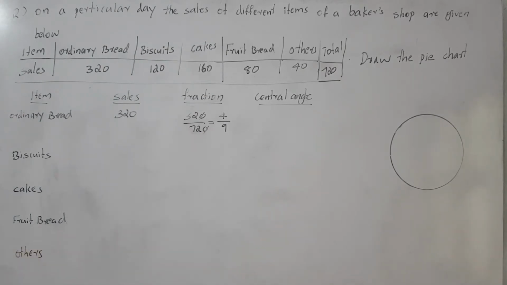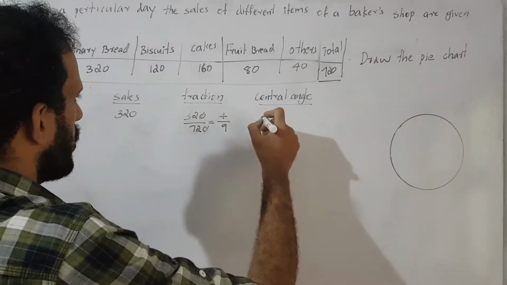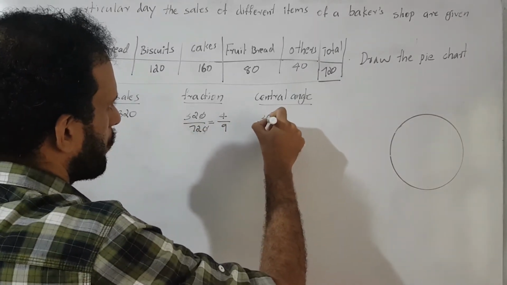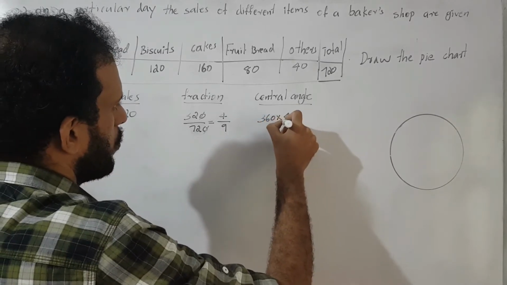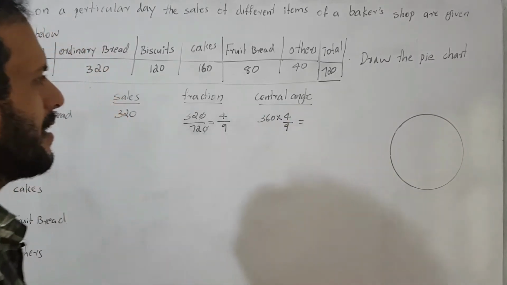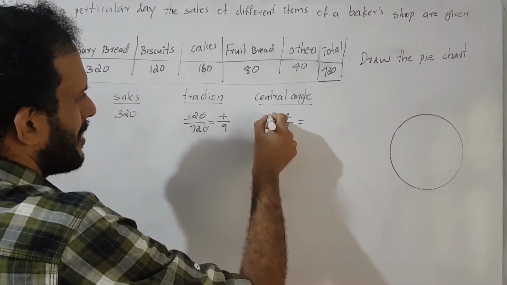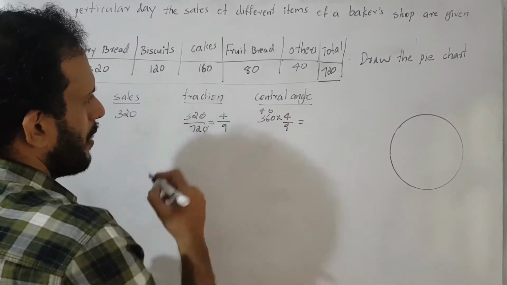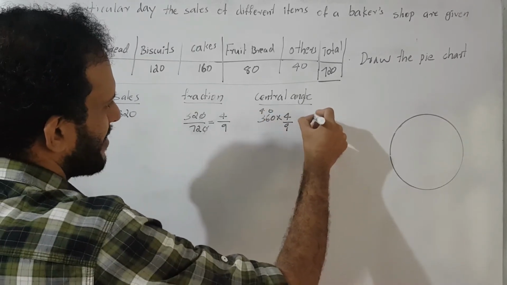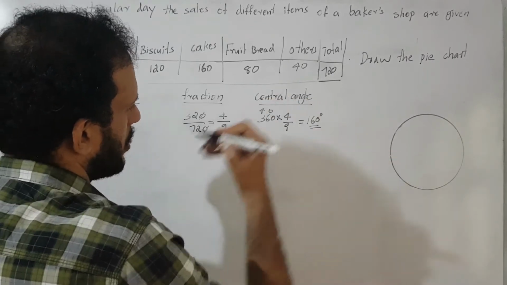Correct? 4 by 9. Then we find the next one, the central angle of ordinary bread, which is equal to 360 into 4 by 9. Here it is possible to reduce 360 and 9. 360 and 9 reduce by how many times? Yes, 40 times. 36 by 9 is 4 times and 0. 40 into 4 is 160. Then the angle is 160 degree.